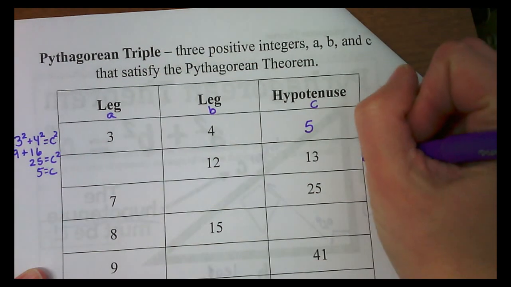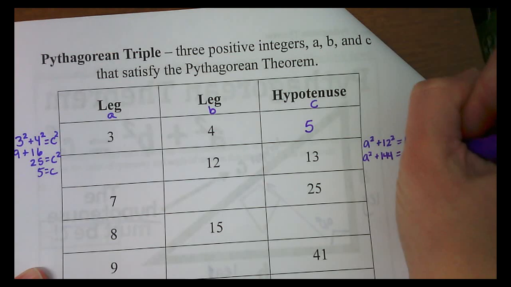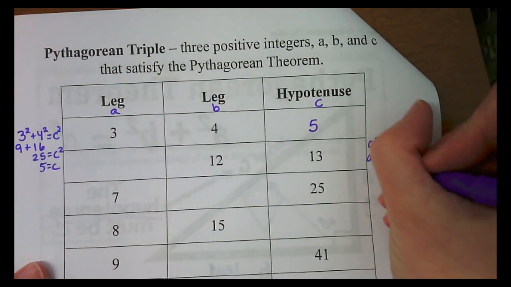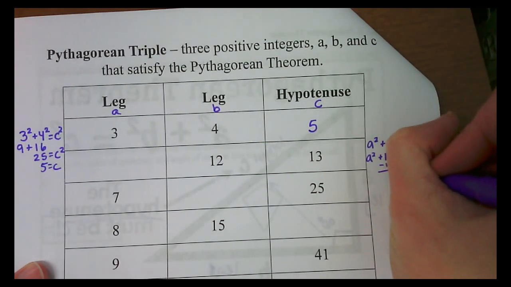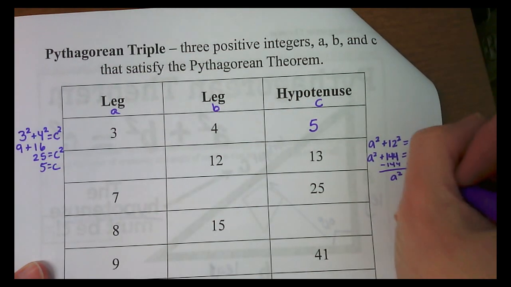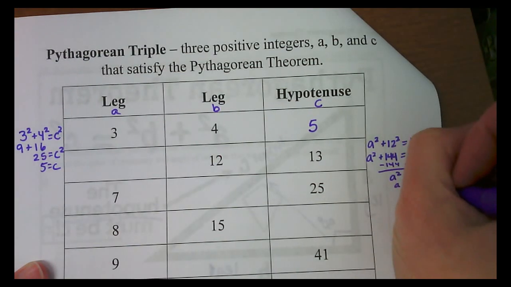So now we're going to square everything we know. 12 squared is 144, 13 squared is 169. To figure out our missing piece, we would subtract the 144 from both sides, and then we get A squared is equal to 25. And again, take the square root, A is 5.